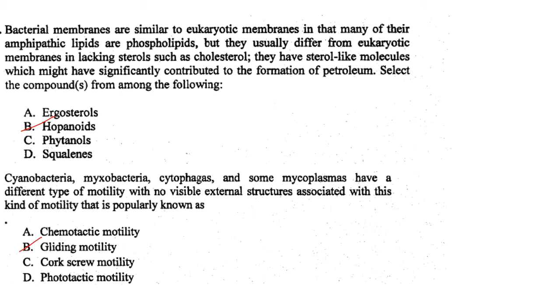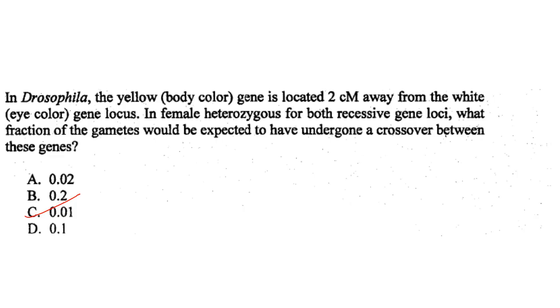Bacterial membranes are similar to eukaryotic membranes in that many of their amphipathic lipids are phospholipids, but they usually differ from eukaryotic membranes in lacking sterols such as cholesterol. They have sterol-like molecules which might have significantly contributed to the formation of petroleum. Select the compounds from among the following. They are called hopanoids. Answer is option B. Then, cyanobacteria, myxobacteria, cytophages and some mycoplasmas have a different type of motility with no visible external structures associated with this kind of motility. That is popularly called gliding motility.